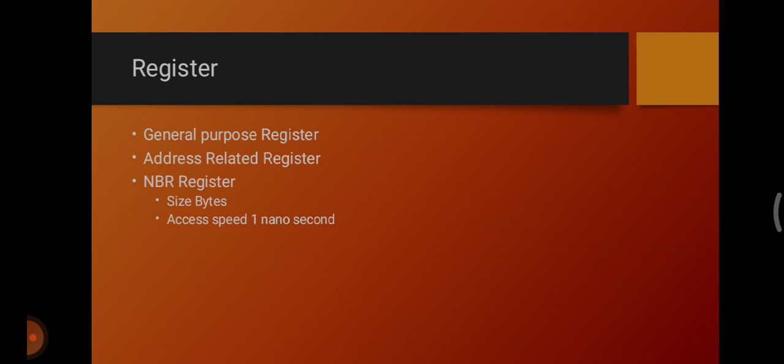And the registers are usually stored in the size of bytes and the access speed for the register is 1 nanosecond, or some fraction of a nanosecond.